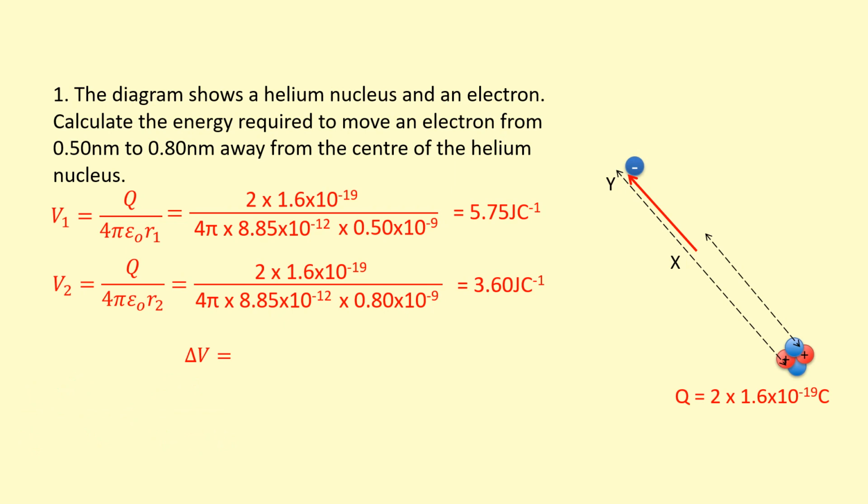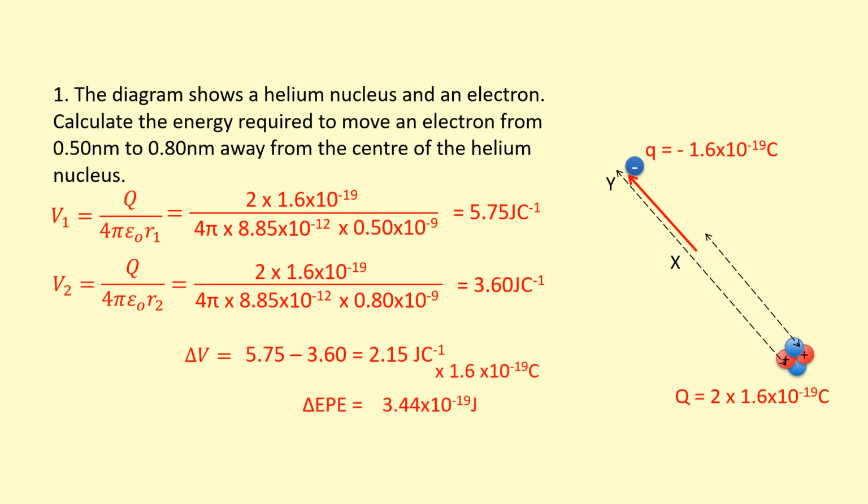Okay, so now let's work out the difference in electric potential. So the change in electric potential when you go from X to Y, you're going to have to subtract the difference in potential there. And that's in joules per coulomb. So we need to multiply by the charge that we're moving, and we're moving an electron, so just times it by the charge of the electron, which is 1.6 times 10 to the power minus 19. And that gives the change in electric potential energy, which is what we're asked, not the change in electric potential, but the electric potential energy, which is in joules. Okay, so 3.4 times 10 to the power minus 19 joules.